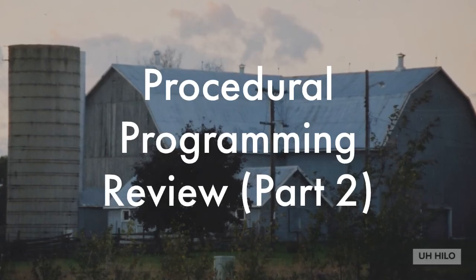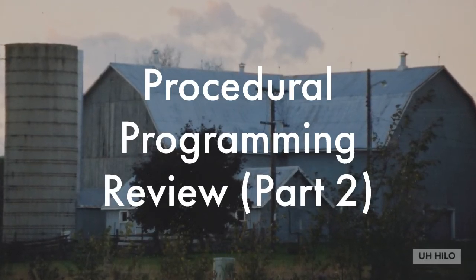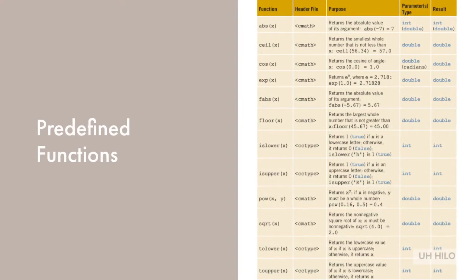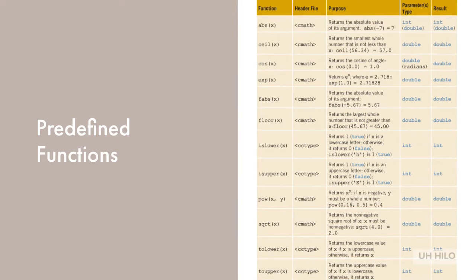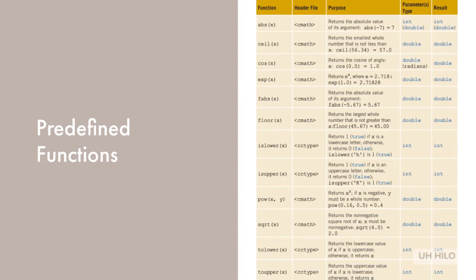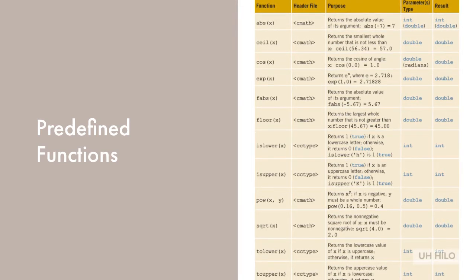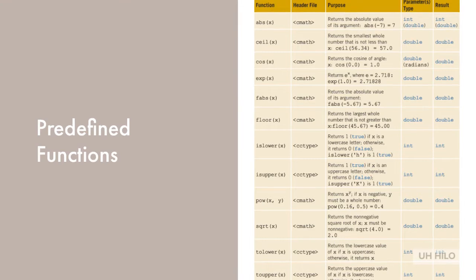In this slideshow, we continue our discussion of procedural programming with a discussion on functions and arrays. Predefined functions can be found in a number of different libraries and often help us to accomplish specific mathematical or string manipulation tasks. Some examples of predefined functions are square root, pow, abs, ceiling, floor, etc., and you can see some more there from table 6.1 in the text.